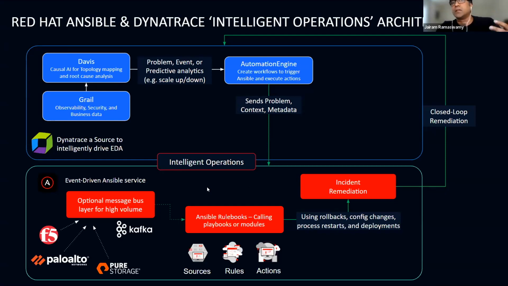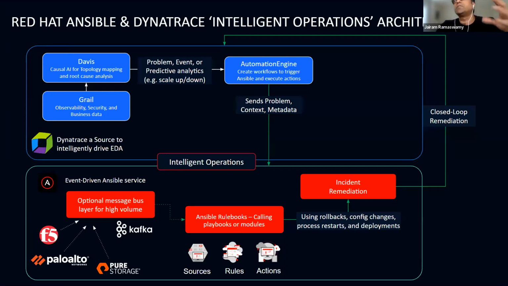Now, a rulebook is a layer built on top of a playbook or a module or plugin in Ansible, where it has a bunch of rules saying that, hey, if this is event A, take this specific action, which is like taking the auto-remediation or the remediation action for this problem to be fixed.